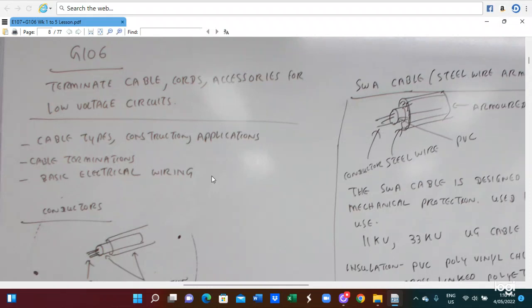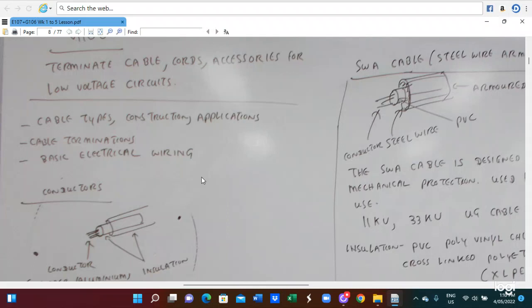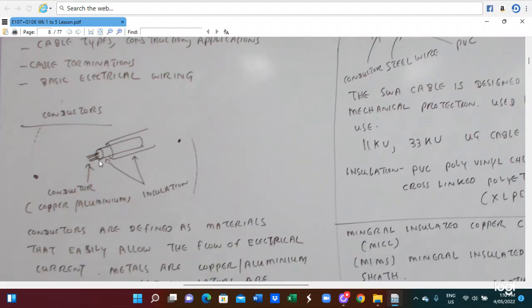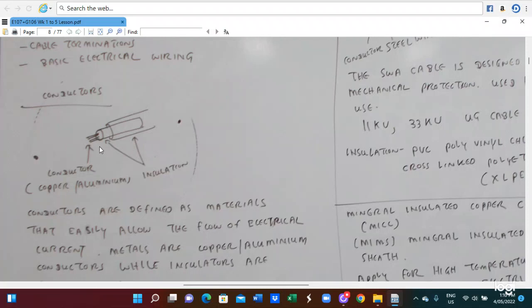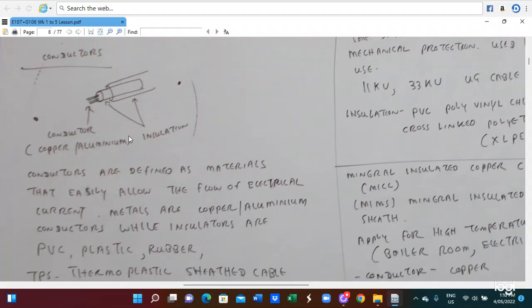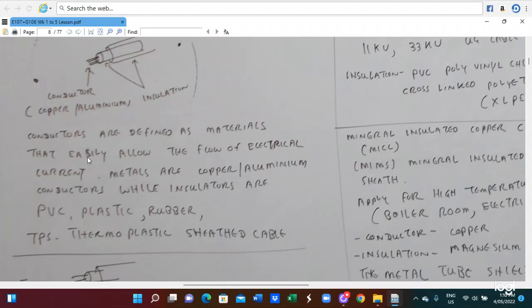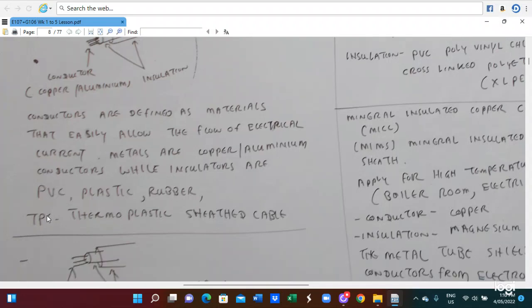In the meantime, we're talking about terminating cable cores associated with the electrical circuit. We are doing the cable type, cross-section and application. This is for construction, in this case cable terminating and the basics of electrical wiring. This is the conductor diagram, conductor and the copper, aluminum, insulation. Conductors are defined as materials that easily allow the flow of electrical current. Metals such as copper and aluminum are conductors, while insulators are PVC, plastic, and rubber.